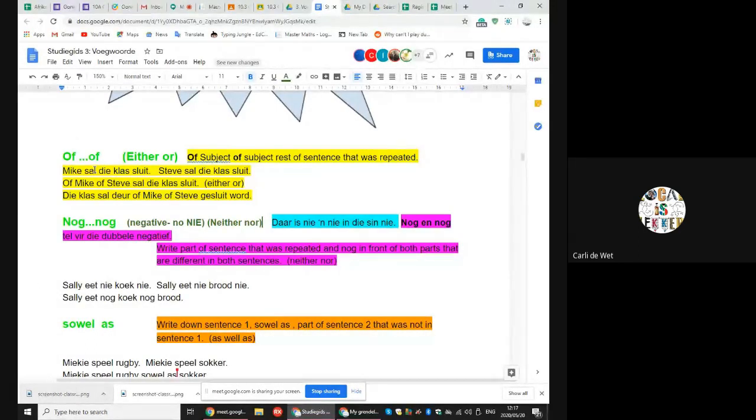The class will be locked by... Die klas sal gesluit word deur of Mike of Steve. Die klas word gesluit, or no, you have to keep sal. Deur of Mike of Steve.